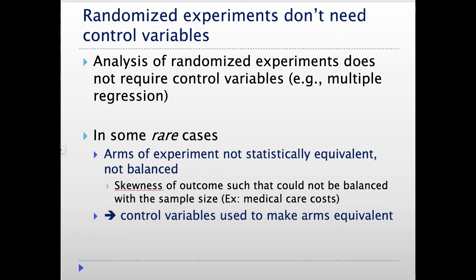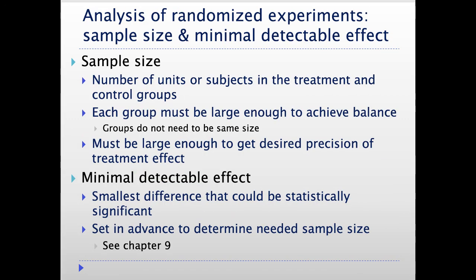Random things that affect whether someone is very, very expensive, only somewhat expensive, a patient, aren't going to be balanced. You're not going to have enough subjects to get that kind of balance. And so then the control variables, such as detailed medical conditions, might be used to make those two arms equivalent. So you will see control variables sometimes used when analyzing randomized experiments.